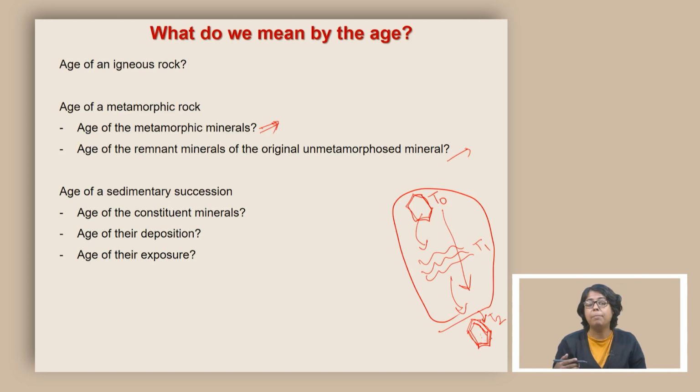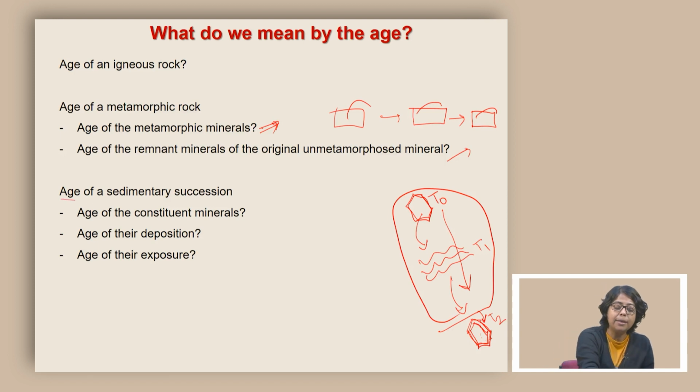From the same metamorphic rock, if it has undergone different phases of metamorphism and produced multiple minerals in multiple phases, we can have different ages from the same metamorphic rock. It basically indicates different metamorphic events.